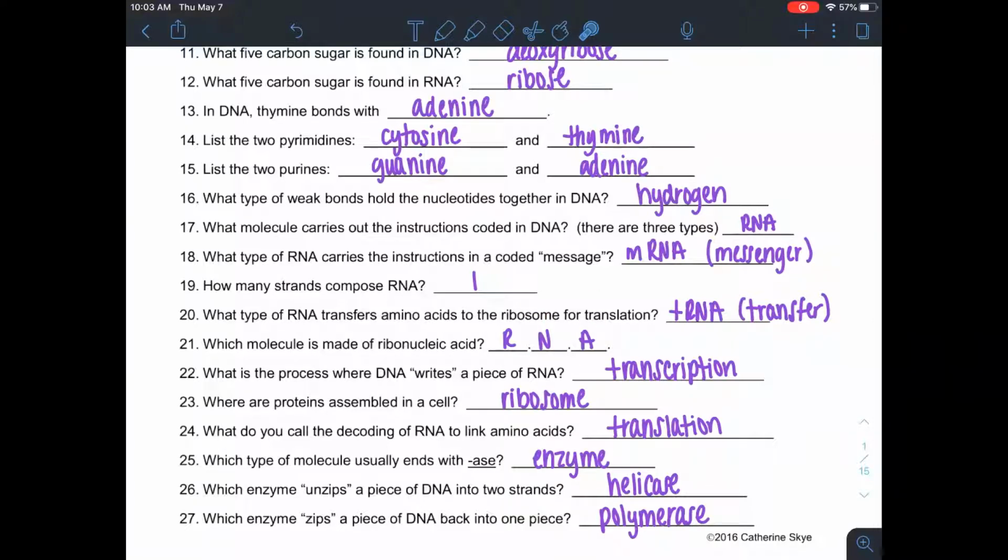For number 22, what is the process where DNA writes a piece of RNA, right? So going from DNA to RNA is known as transcription because it is transcribing or writing a copy, right?